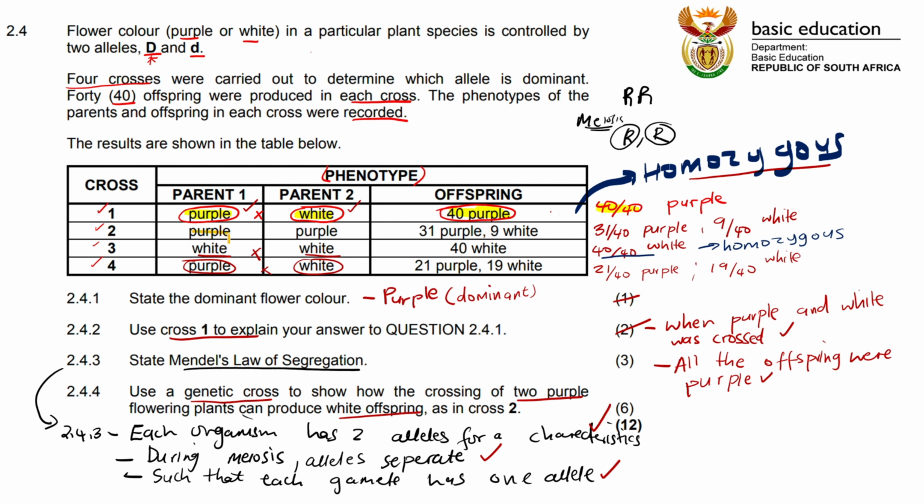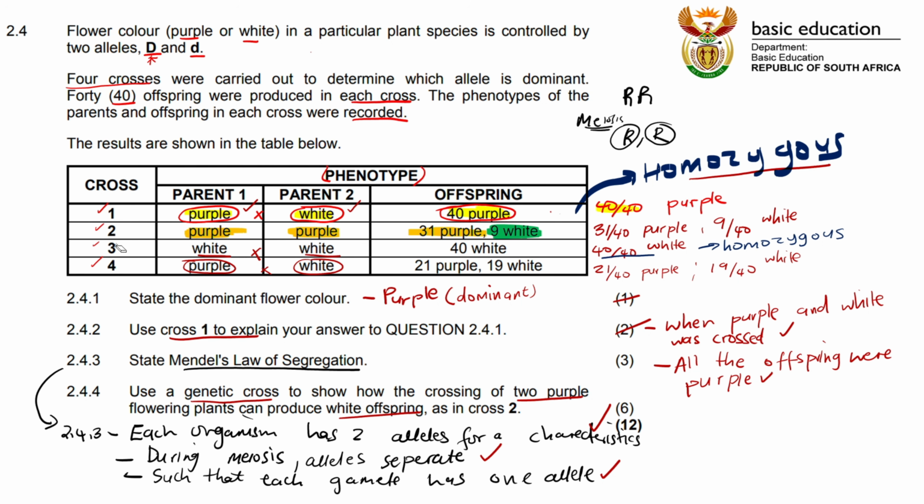We have got purple, and we are crossing purple with purple. So we are crossing the same things, but we get offspring that is a mixture. We have got 31 purple and 9 white. Remember, I've said that if the offspring are completely the same, that's a homozygous condition. In the first cross, we said it's homozygous and they are contrasting characteristics.